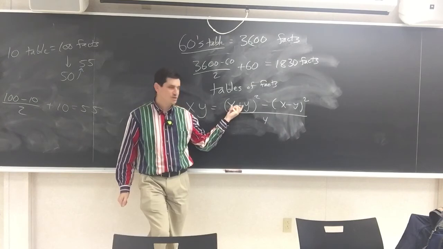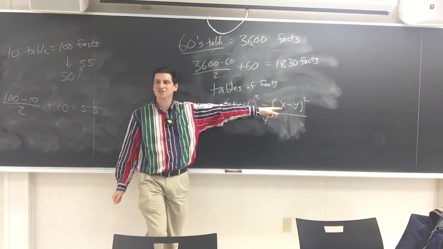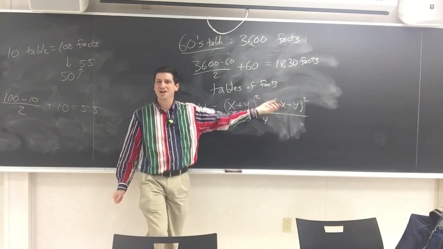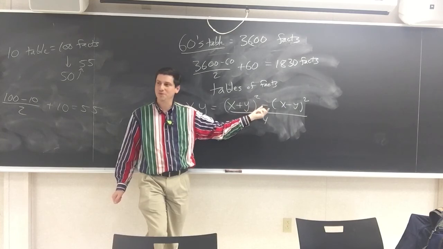When you square (x plus y) squared, you get x squared plus 2xy plus y squared; (x minus y) squared gives x squared minus 2xy plus y squared. The x squared and y squared terms cancel. You're left with 4xy up top. You divide by 4.